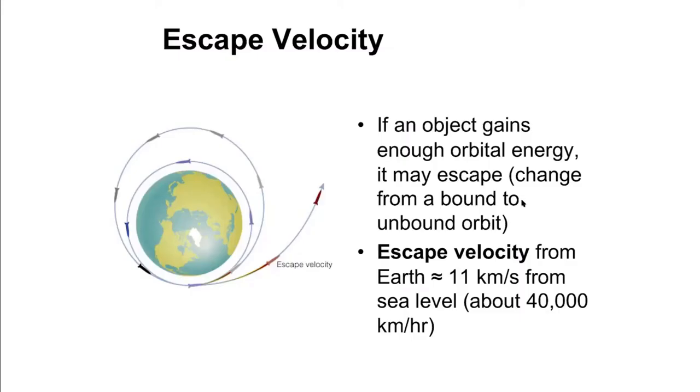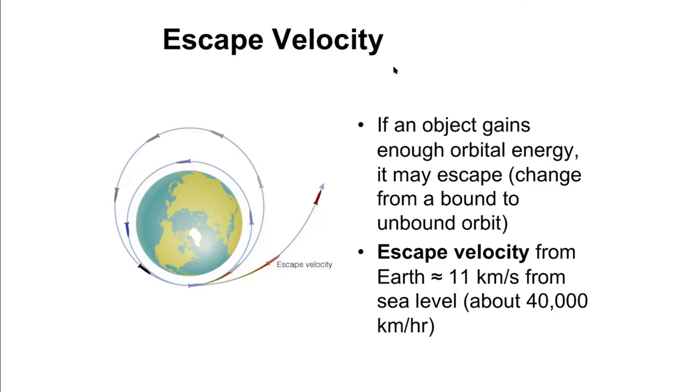Here's escape velocity. If an object gains enough orbital energy, in other words, gets fired from a cannon fast enough, it will change from a bound orbit to an unbound orbit. A bound orbit is one of the kind we've been talking about, the circular and elliptical orbits. Unbound orbits do not come back. They are gone.